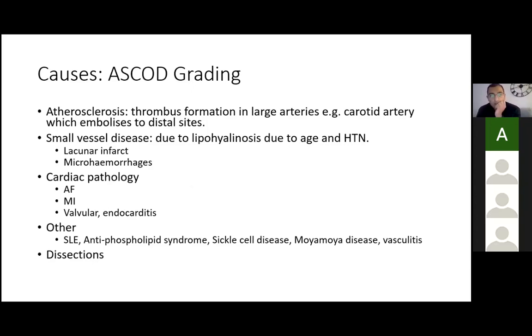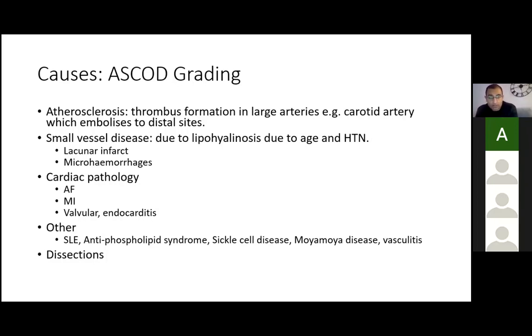So the causes of strokes. This is a really useful grading classification system we call ASCOD. So ASCOD, the A standing for atherosclerosis, which can be a cause of stroke. This can be formation of a thrombus in one of the large arteries, either carotids or vertebral, which can then embolize to distal sites and block off one of the blood vessels in the head.